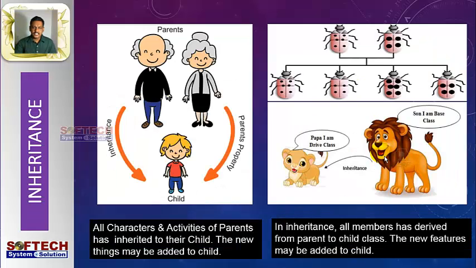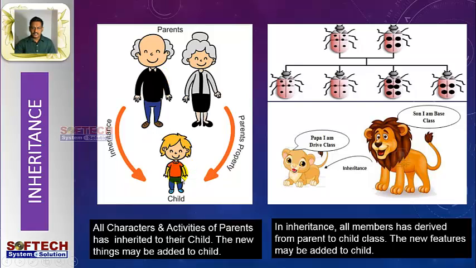Then the second one is inheritance. So these are parents. This parent has some own habits, characters and activities and all things. That is, father has some activities, habits, disease and all things. He has some activities and characteristics. The mother also has some activities and characteristics.